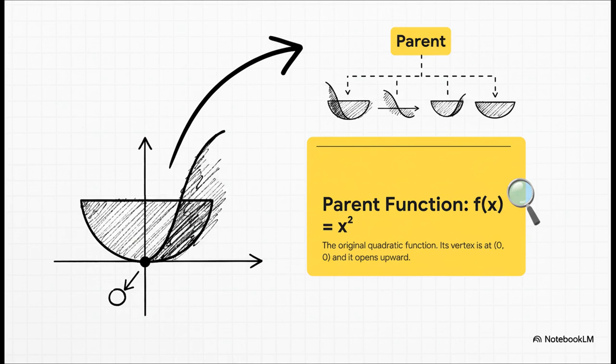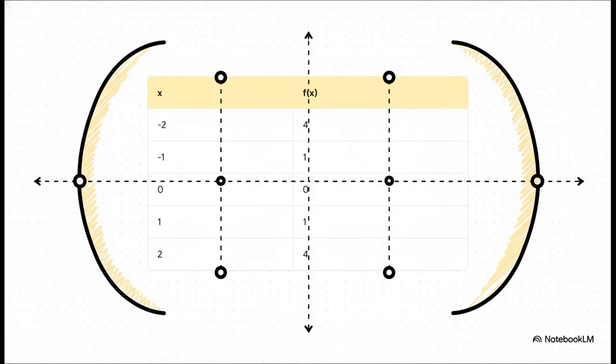The most important things to notice are its two key features. Its vertex, that's the bottom point of the curve, is sitting right at the origin, at (0, 0). And it opens up, kind of like a bowl. The relationship here is as simple as it gets. You pop in a 1 for x, you square it, you get 1 for y. You pop in a 2, you square it, you get 4.